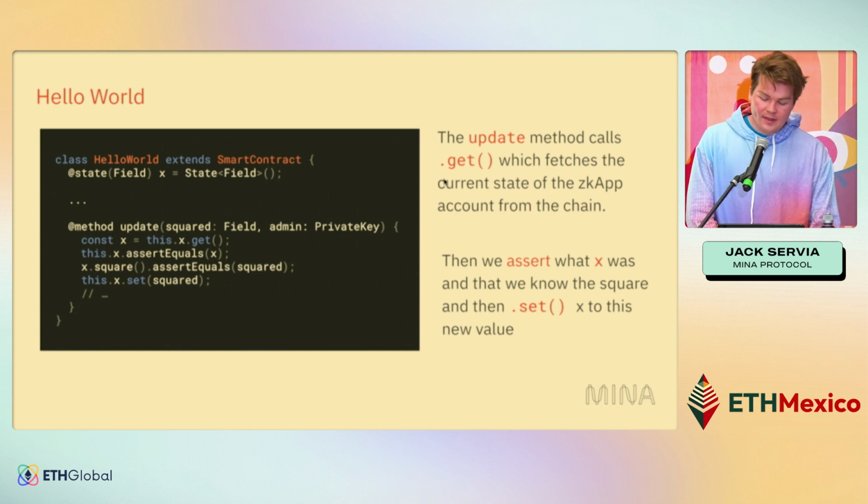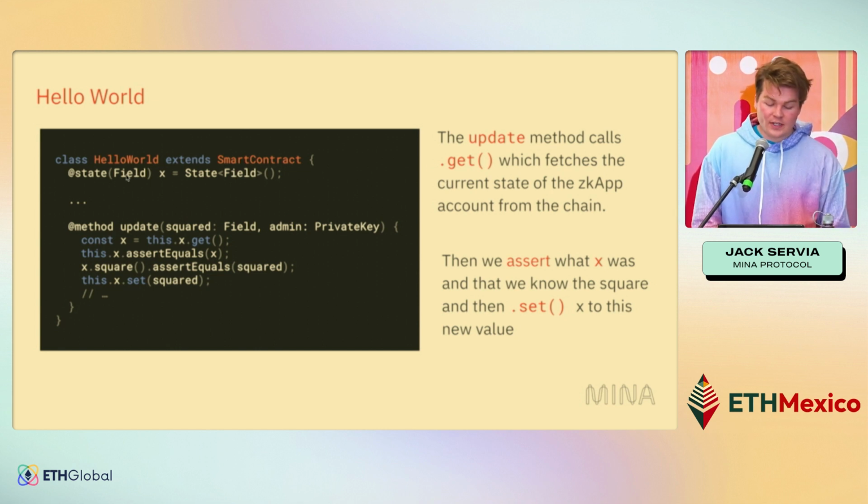So the update method in this case calls get, which fetches the state from the Mina blockchain, and then we assert that x is equal to its square, and then we set that equal to the new value of x on chain.